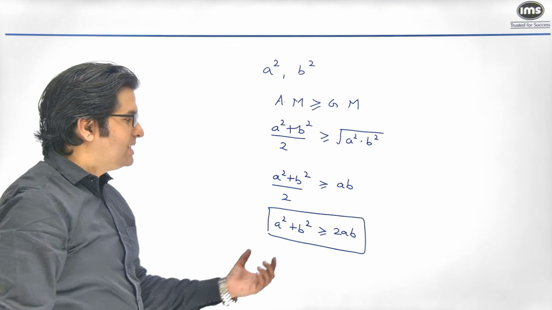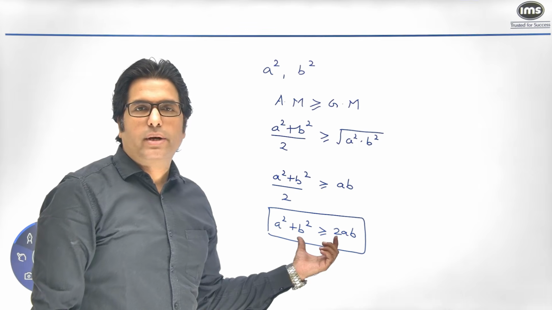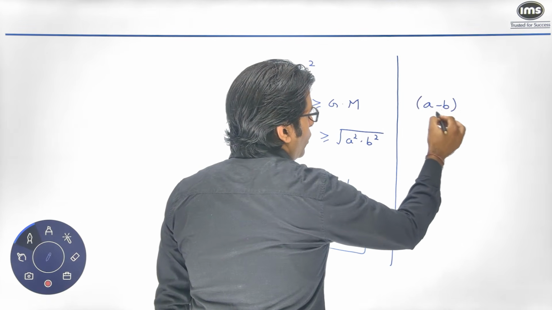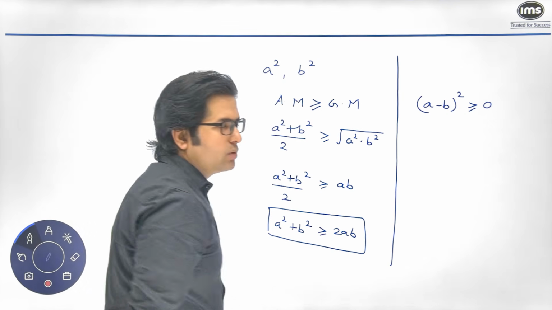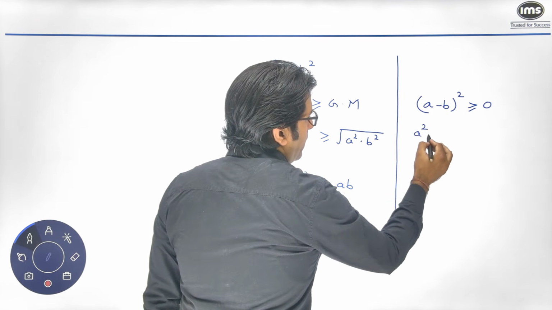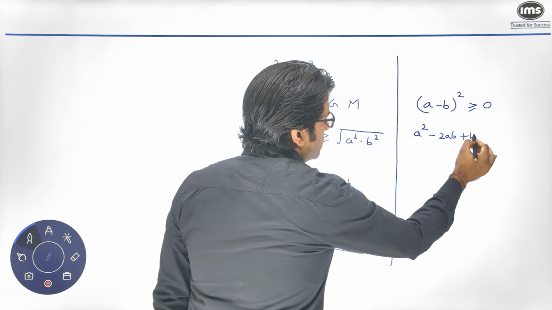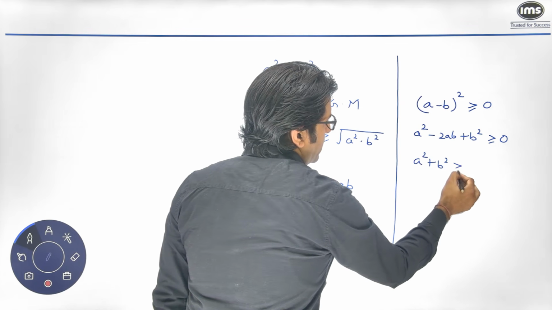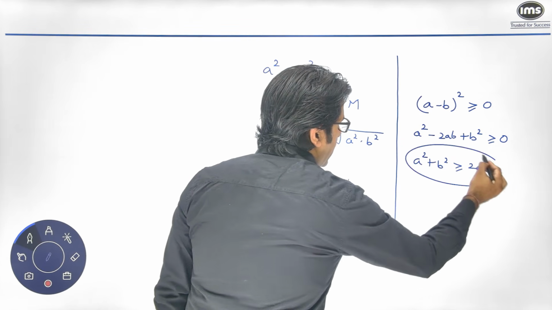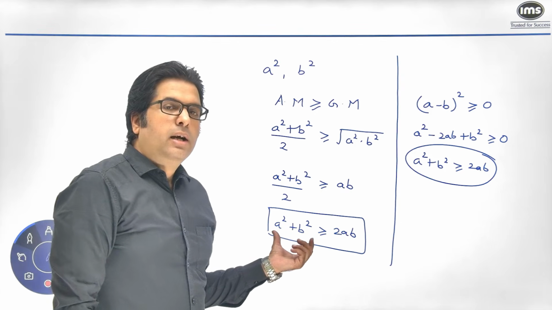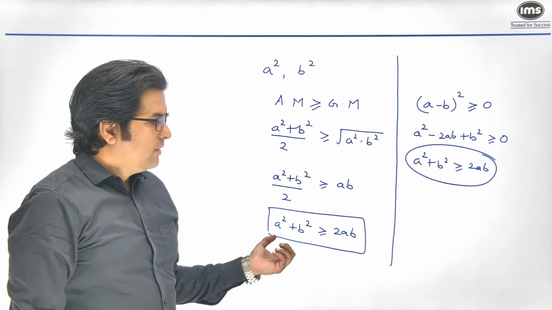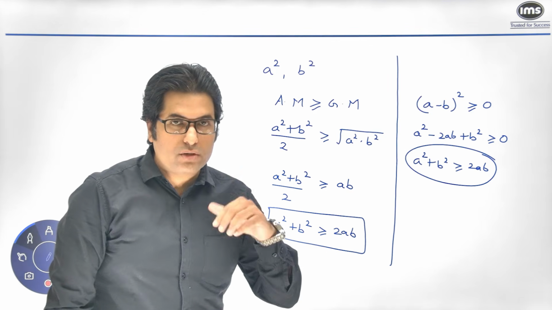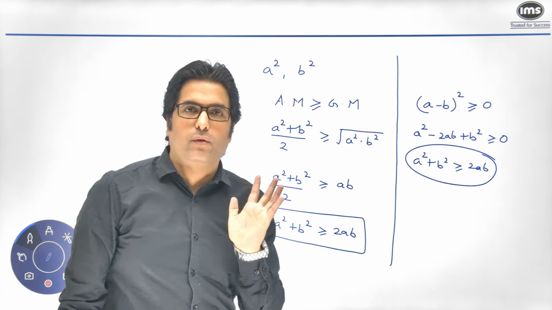This you could have easily derived using a minus b whole square as well. So another alternate way to arrive at a similar relationship is, we know that any whole square will always be greater than or equal to 0. So we can say a square minus 2ab plus b square will be greater than or equal to 0. We can take 2ab to that side, so we'll say a square plus b square is greater than or equal to 2ab. Whichever be the case, always remember that the sum of squares of two numbers will always be greater than or equal to twice the product of those two numbers.